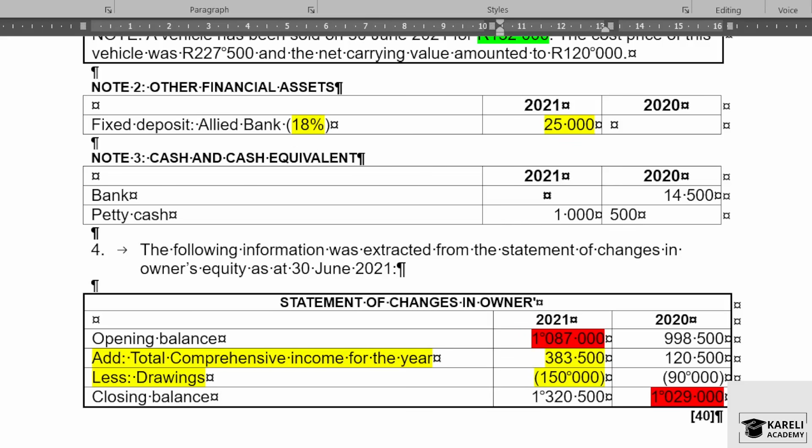Let's see how much it is. 1,087,000 minus 1,029,000. It gives us 58,000. Now that is the difference. Now, because it's an additional amount, it should not be in brackets. It should not be in brackets.